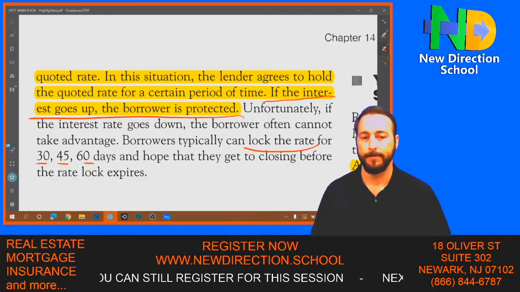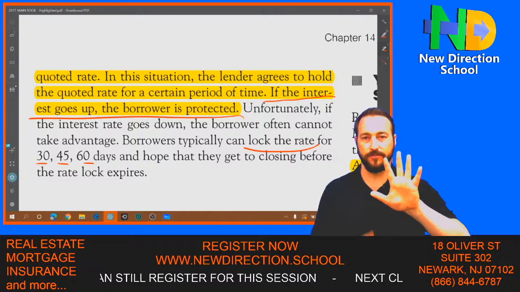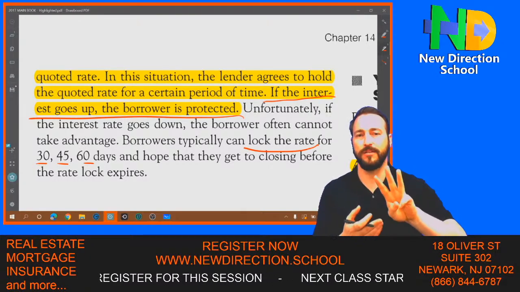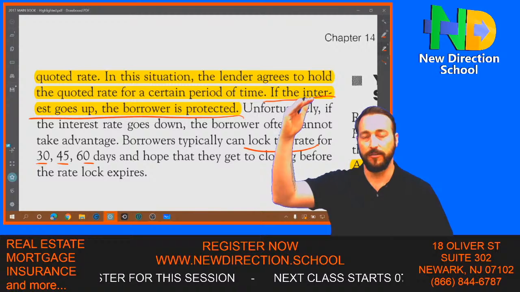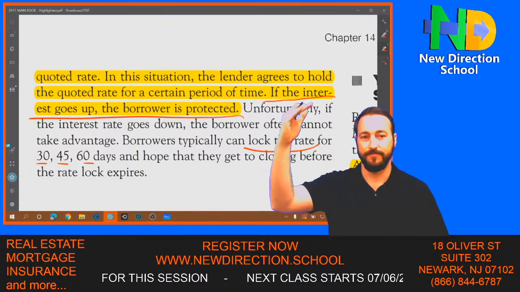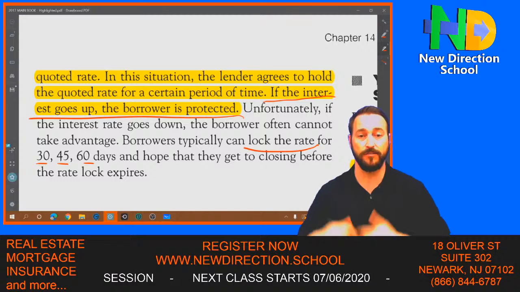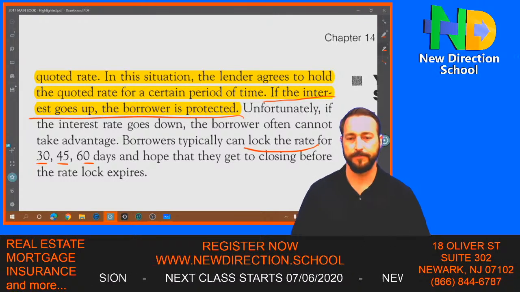You got it? You want to lock today at whatever the rate is. So if it's 5%, lock it today. If it's 3%, lock it today. If it's 8%, do not lock. That's a crazy rate, and most likely you'll have a better chance of it going down than going back up. You understand?